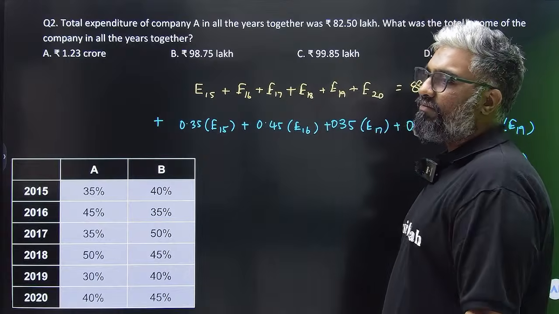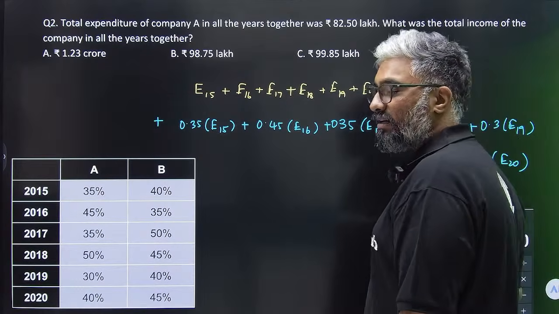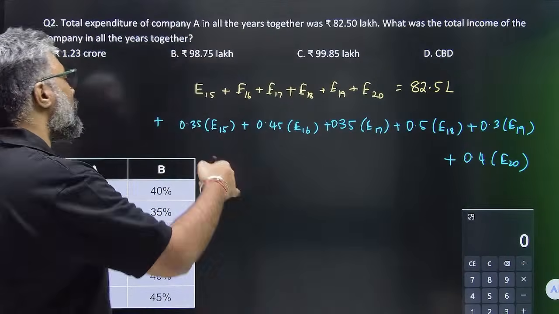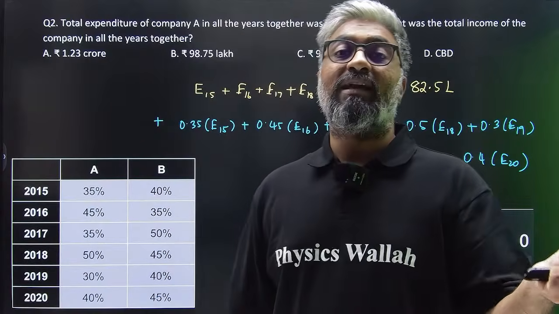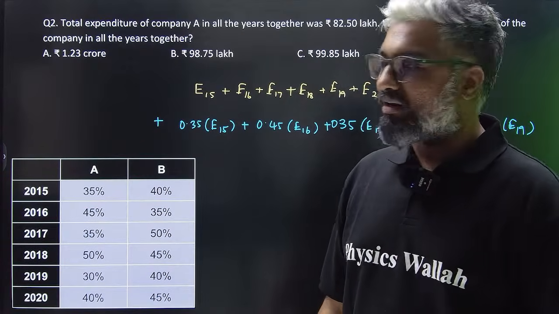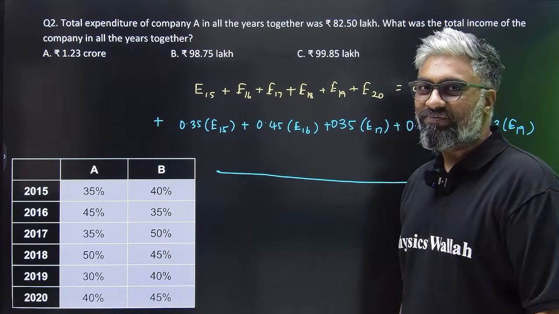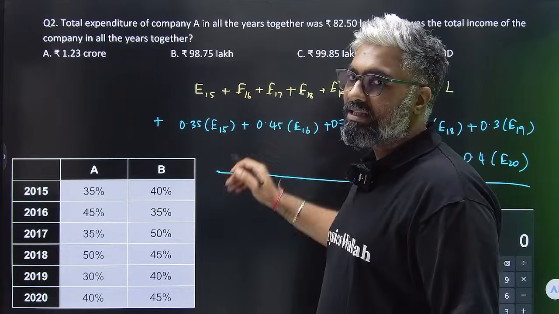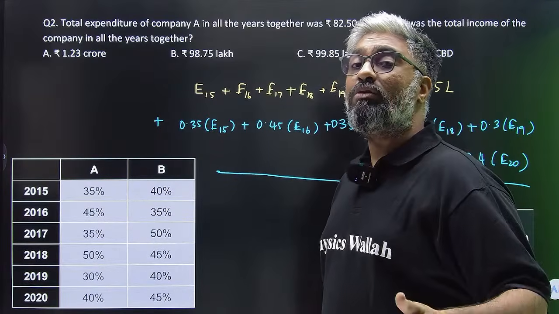Is there any way we can find it? Nothing we can do to find it, right? At least if, imagine, all the 6 years, if the profit were equal, then we could have taken it out as common and then we could have done it, right? Is there any way we can find this total? No way at all. Because even if you take these as variables, E15, 16, these are variables, you're trying to add some coefficient to that.